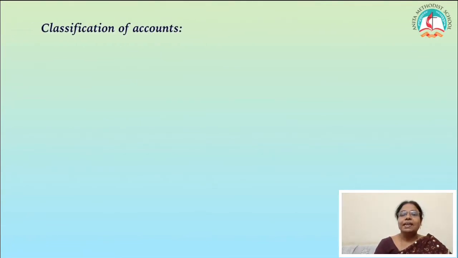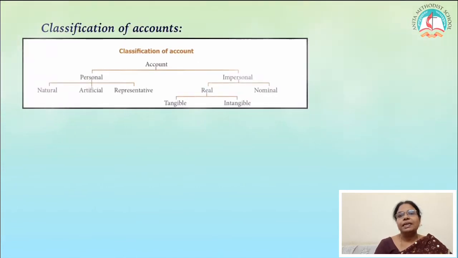Children, now we will see the classification of accounts. Accounts are classified into personal and impersonal. So look at the chart, it shows the classification of accounts. The personal is divided into natural, artificial and representative. And impersonal is classified into real and nominal. Under real, it comes tangible and intangible.